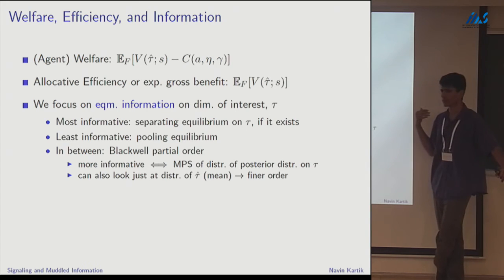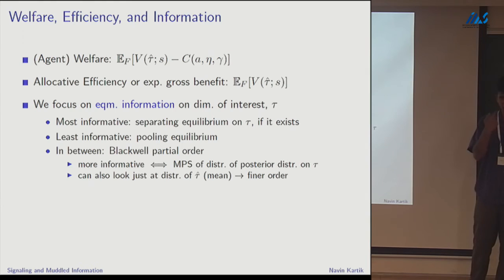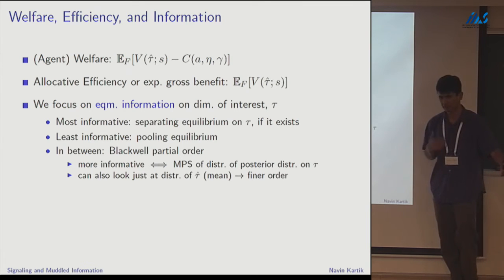From the ex ante perspective, the equilibrium is going to generate some stochastic process over that posterior distribution, because there are two sources of randomness: the agent may be mixing, and moreover, the type is being drawn stochastically. So we could ask, from the ex ante perspective, what is the distribution over the posterior distribution? If you have two equilibria, one of which has a mean preserving spread of this distribution over the posterior distribution, then we'll say that it is more informative. That's the Blackwell notion.